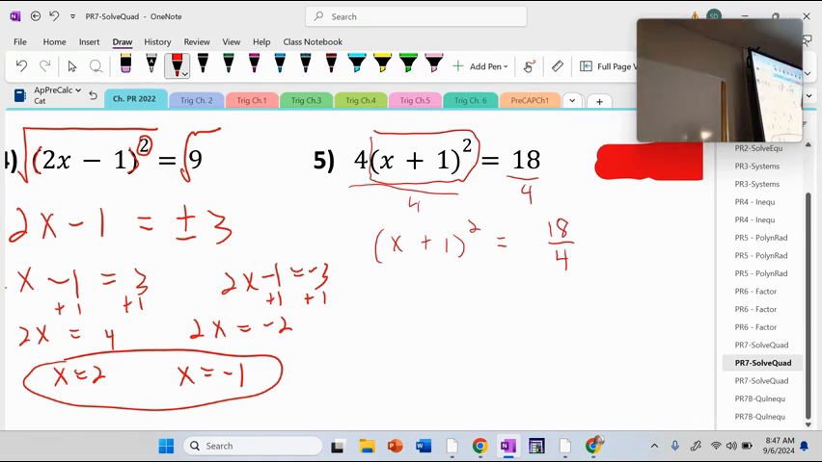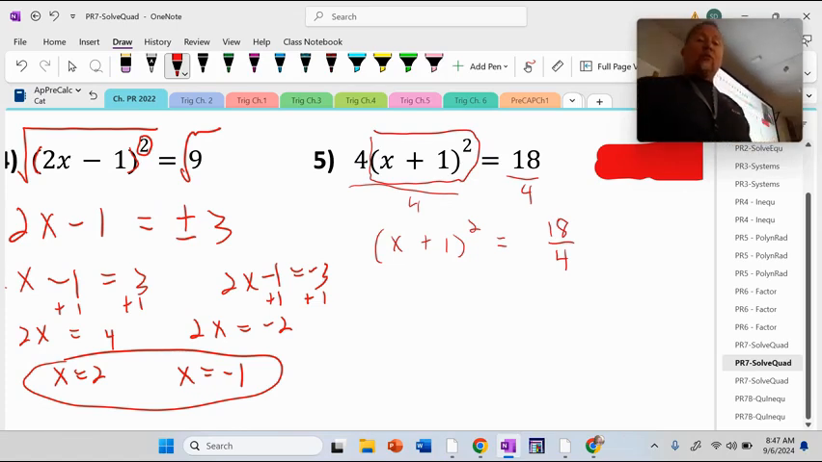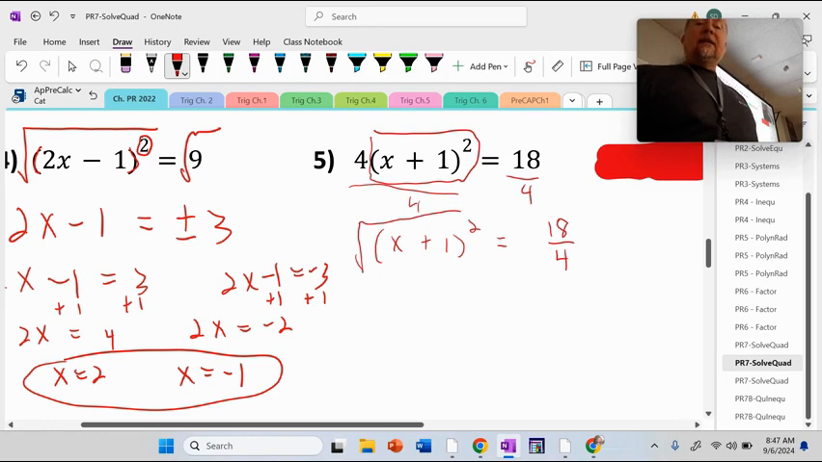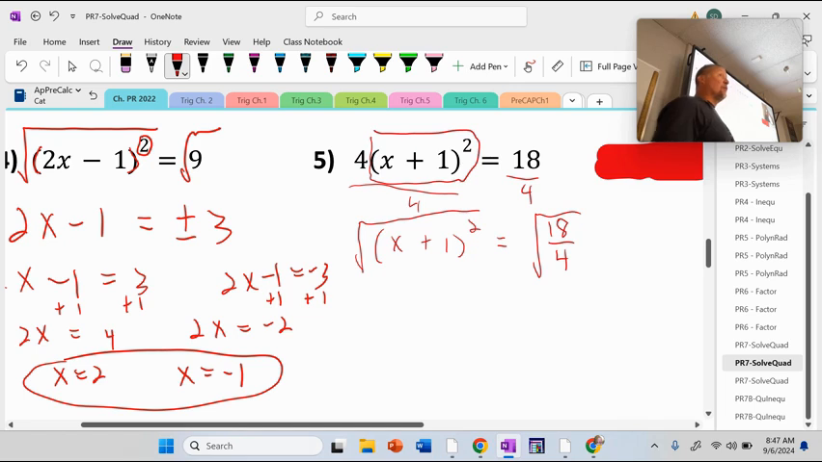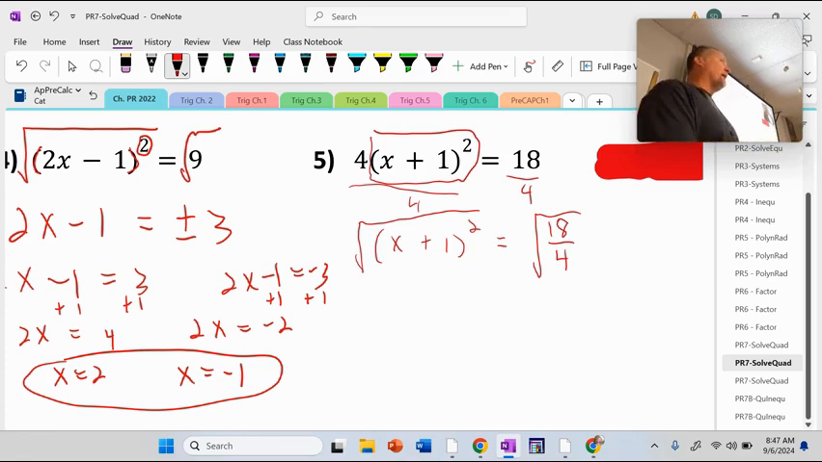Okay, and I forgot to say why I didn't do this last hour. Because now what I'm going to do is square root both sides. And the reason I didn't reduce is this. What's the square root of 4? Simple. So on the bottom, if I would have reduced, I would have made that 9 halves. And then I wouldn't have had a perfect square on the bottom.